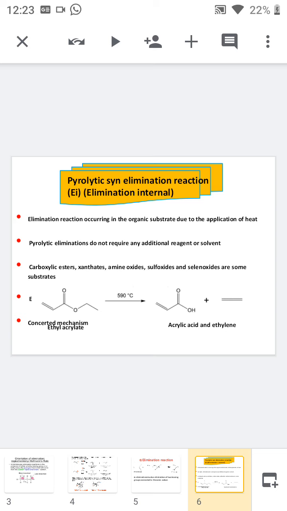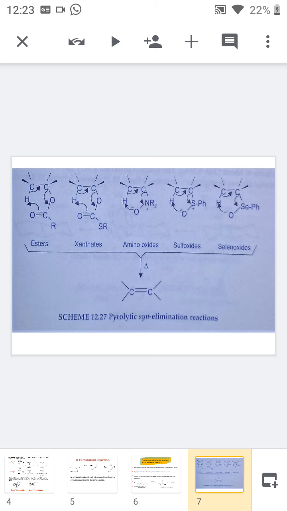See the first example, in which ethyl acrylate undergoes the elimination reaction due to the presence of heat at a very high temperature, 590 degrees Celsius. So we will get acrylic acid and ethylene as the final product. Okay, now these are some of the substrates which usually undergo the pyrolytic syn elimination or Ei elimination: esters, xanthates, amine oxides, sulfoxides, selenoxides, etc. And here the only reagent is nothing but heat, and we will get the alkene as the final product.